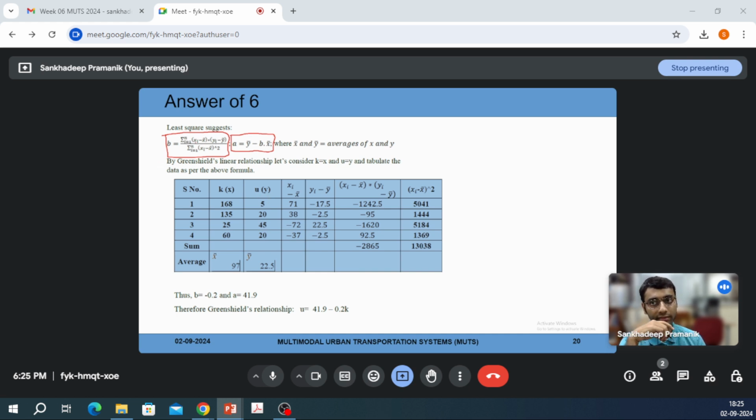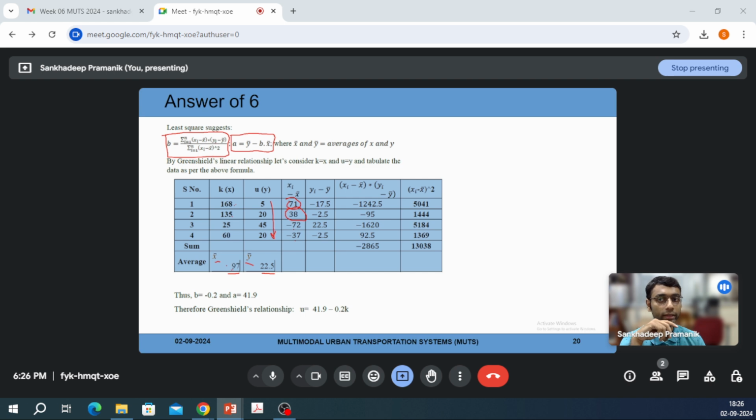Now first one, that is xi minus x bar. If you calculate this, first you need to calculate this x bar, that is the average of this column, and y bar, that is average of this column. So it will come 97 and 22.5. Now for xi minus x bar you need to subtract this one from this one. So 168 minus 97, it will come as 71. Like that for second one, 135 minus 97, so 38. Similarly for these two.